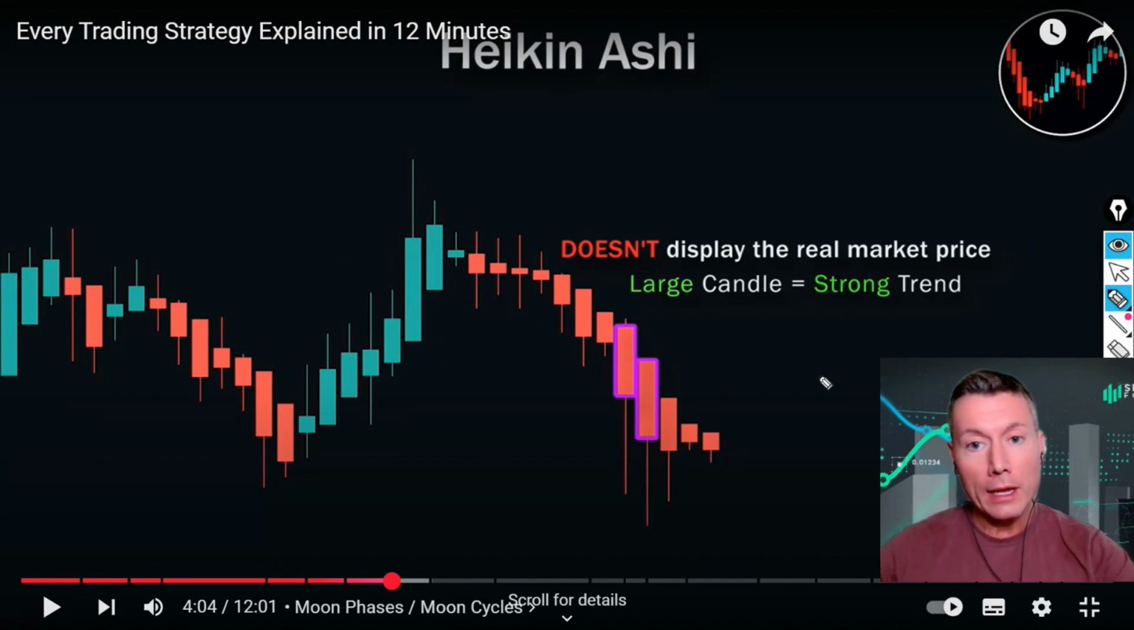Now, if you did want to trade Heikin Ashi candles, you are better off putting them into a robot, right? Or an EA and letting them trade accordingly. But if you want to trade manually and read price action, then Heikin Ashi candles don't help you do that.